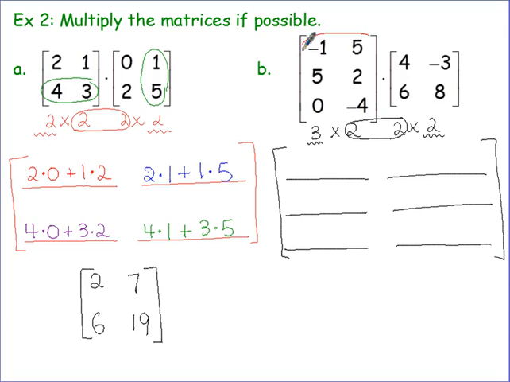Top row, left column. So top left corner is right here. -1 times 4 plus 5 times 6. New color. Top row, right column. So I'm moving top right over here. -1 times -3, 5 times 8.